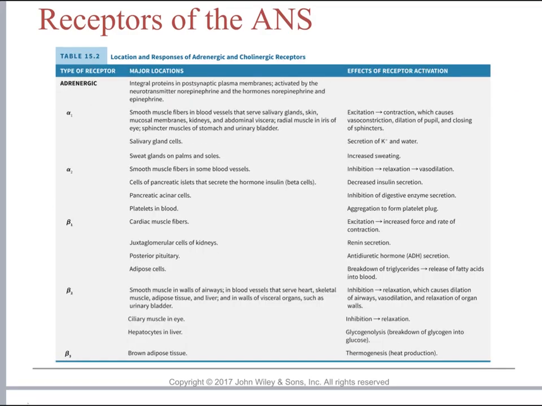That brings us to our adrenergic receptors. Location: integral proteins in postsynaptic plasma membranes activated by the neurotransmitter norepinephrine and the hormones norepinephrine and epinephrine. Now, we are going to get into different types of receptors, alpha 1, alpha 2, beta 1, beta 2, and beta 3, but we're not going to go crazy with these. I don't want you to memorize the specific different types. Just know that these play a major role when we talk about indications for drugs like for high blood pressure.